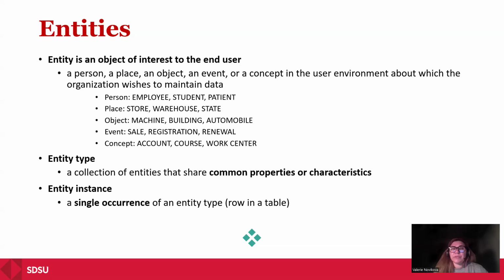There are two very interesting concepts. The first one is entity type. Entity type is a group of entities that have the same common properties or characteristics. And an entity instance is a single occurrence of an entity type. If you think about the database, it's a row in the table.